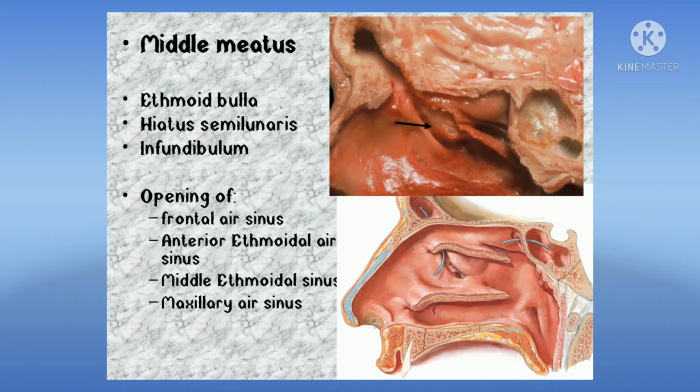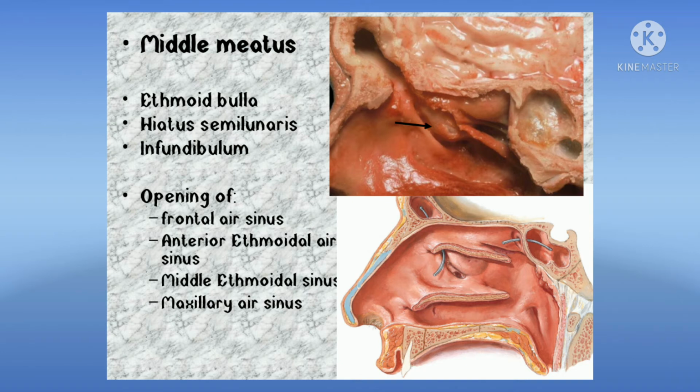Next, the middle meatus. The middle meatus is seen just below the middle concha and above the inferior concha. The middle concha is a projection of the medial surface of the ethmoid labyrinth. Underneath the middle concha, we can see a round elevation, which is produced by the underlying middle ethmoidal sinus, which opens at its margin. That structure is called the ethmoid bulla.